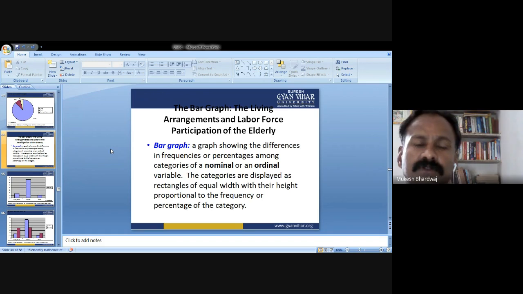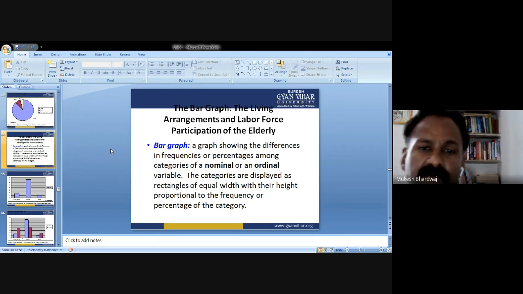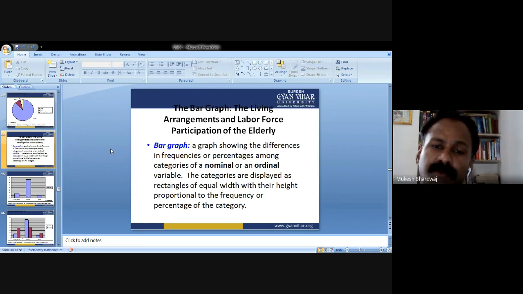Bar graph. The bar graph: the living arrangements and the labor force participation of the elderly. Bar graph: a graph showing the difference in frequency or percentage among the categories of a nominal or an ordinal variable, that is data. The categories are displayed as rectangles of equal width with their height proportional to the frequency or percentage of the category. So representing the data in the form of bars, we are showing the difference in frequency or percentage among the categories of the different data. Now the categories are displayed as rectangles.